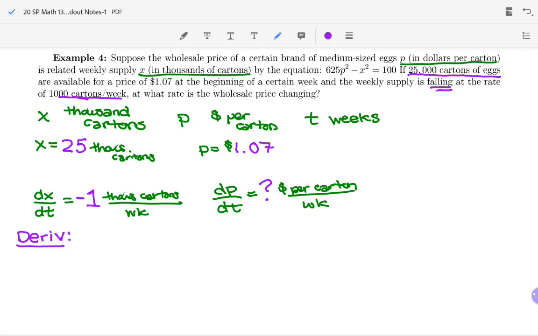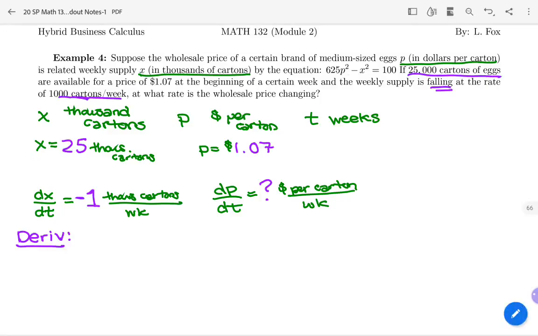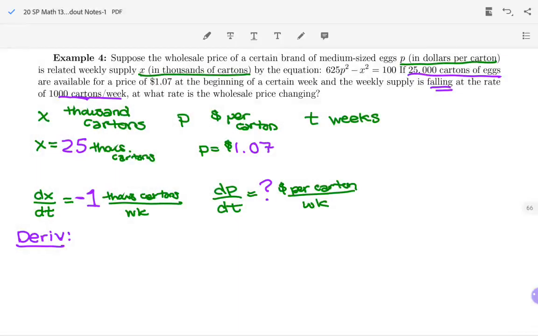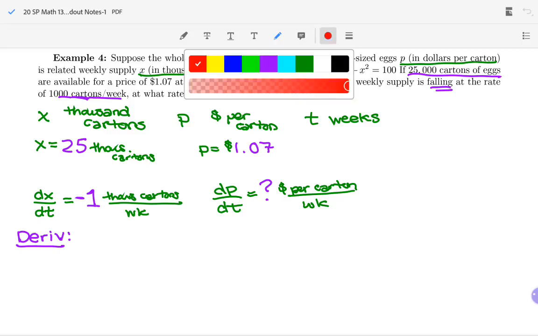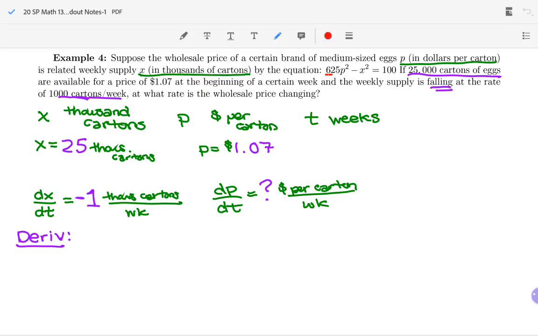So we're going to take the derivative of every piece. I'm looking at this equation up here. Maybe I'll swap out color so it's clear. Our equation is 625p squared minus x squared equals 100. And we're taking the derivative with respect to time. So we're going to bring down the power 2. 625 times 2 is 1250. And then we just have p to the first now, or just a p. And we took the derivative of p with respect to time.